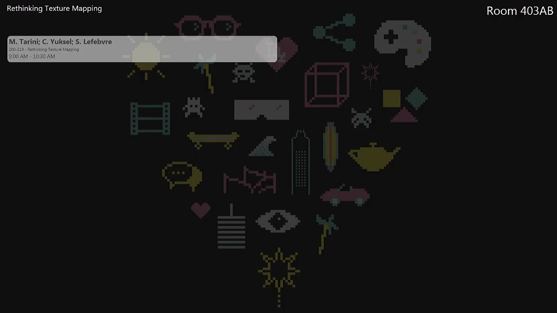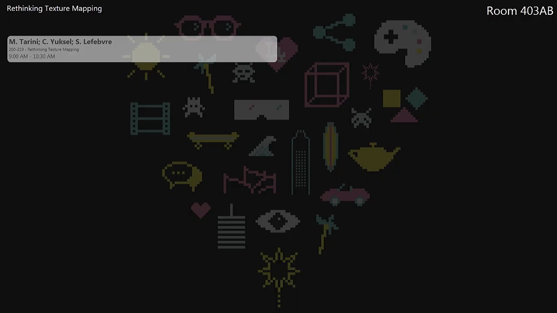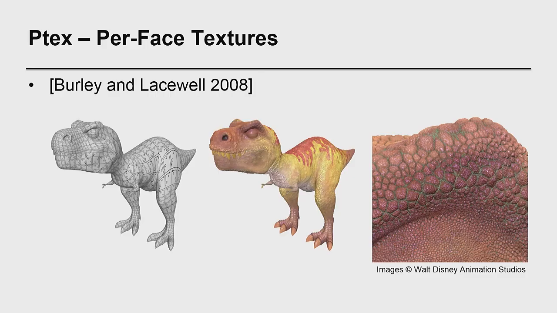So these were the methods that looked at texture mapping within the same context with some improvements. Our next section is about methods that use the connectivity-based representations that already do exist in our meshes. And they're going to rely on that for texture mapping. Perhaps the most widely known method of this type is PTEX, right? PTEX is actually a very simple idea. At first, it kind of sounds crazy, but it totally makes sense.